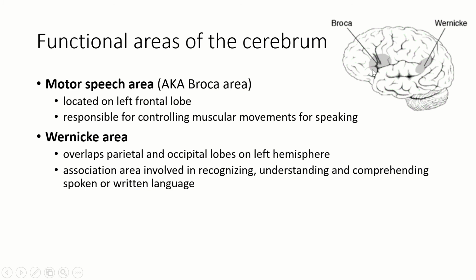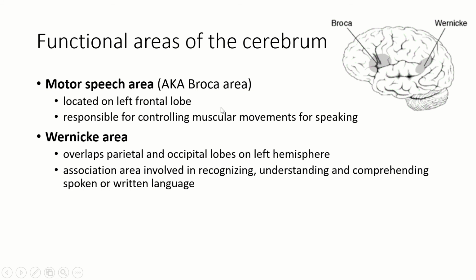These are just areas around other cortices that control specific things. And both of these, it turns out, are on the left hemisphere. There's not a coordinating area on the right hemisphere. The motor speech area, also called the Broca area, is here, kind of between the frontal and parietal, mostly on the frontal lobe. It is responsible for controlling the muscular movements that you need to speak.